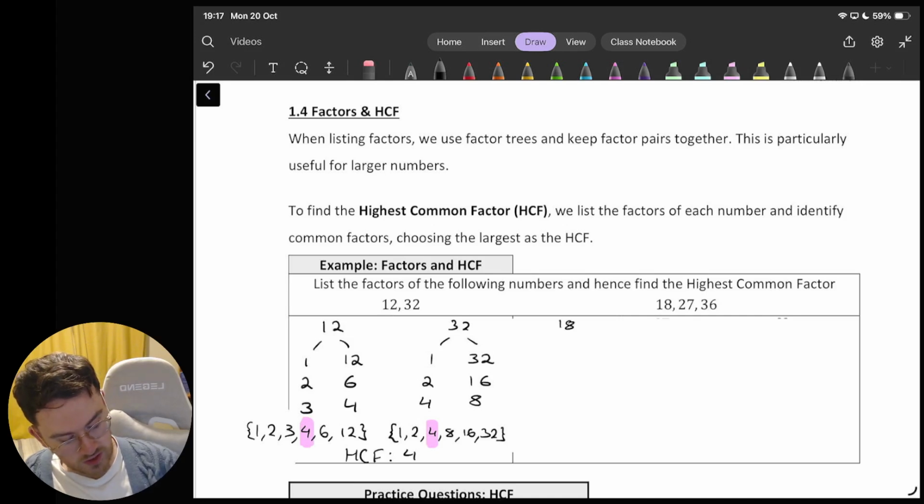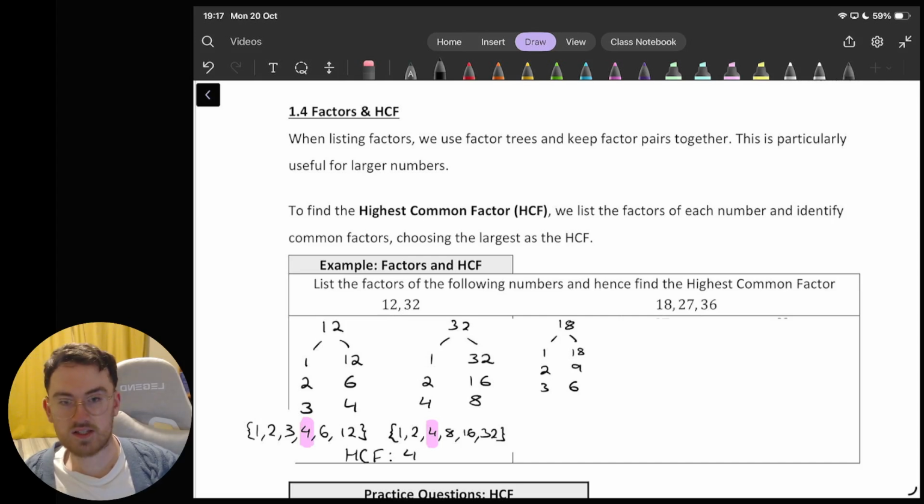Let's do another question like this one. So again, listing out the factors of 18: 1 and 18, 2 and 9, 3 and 6. Let's look at the factors of 27. Factors of 27: 1 and 27, 2 doesn't go in, 3 and 9, 4 doesn't, 5 doesn't, 6 doesn't, 7, 8. So we're just left there with 9.